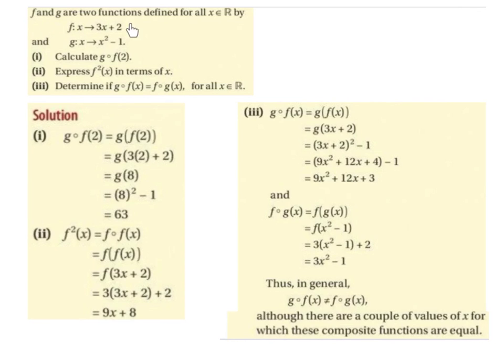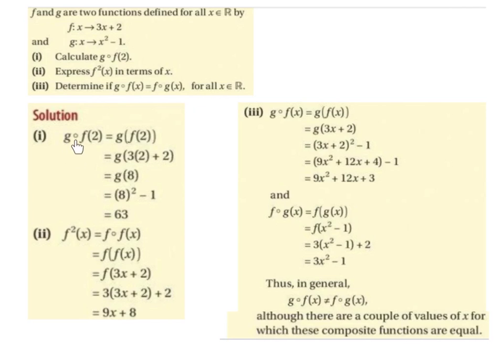f and g are two functions defined for all x an element of R, the real number set, by f of x equals 3x plus 2 and g of x equals x squared minus 1. Calculate g after f of 2. Express f squared x in terms of x. Determine if g after f of x is equal to g after g of x for all x an element of the real number set.